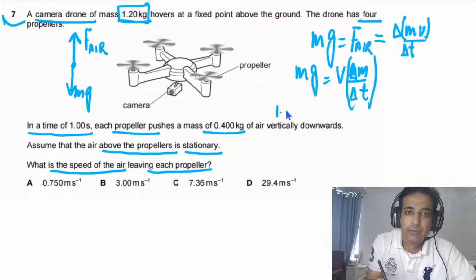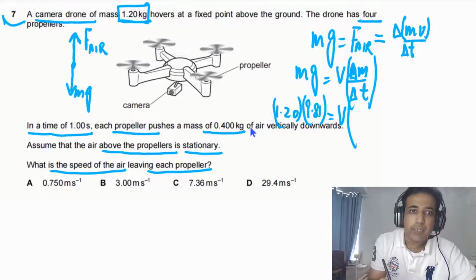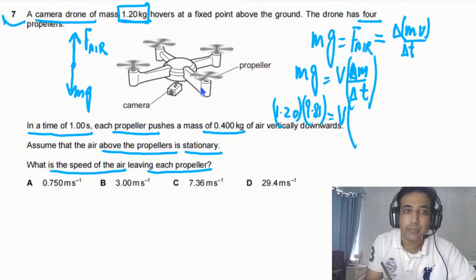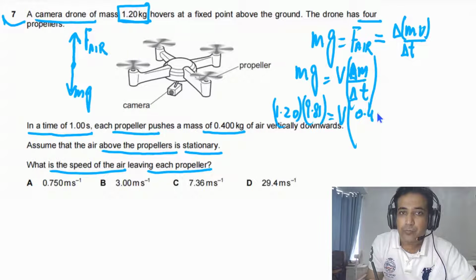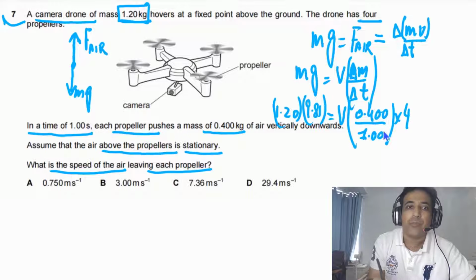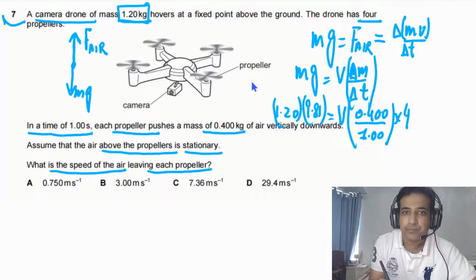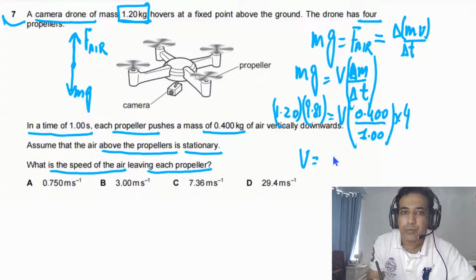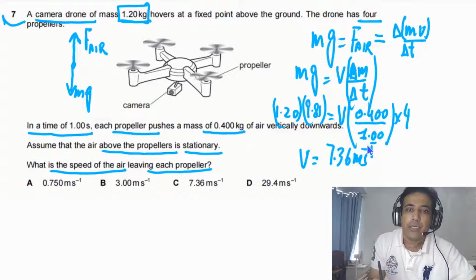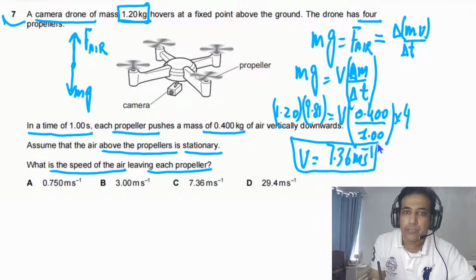M is given to us, M is equal to 1.20. We can multiply this one with 9.81. The value of v we need to figure out. But the mass propelled by each propeller per second we have, that is 0.40, and in time of 1 second, so 1.00 seconds. We have to multiply this one by 4 because this has 4 propellers. So from here then we can figure out the value of v. So v in this case will be equal to 7.36 meters per second. So this is how we can calculate the value of v.